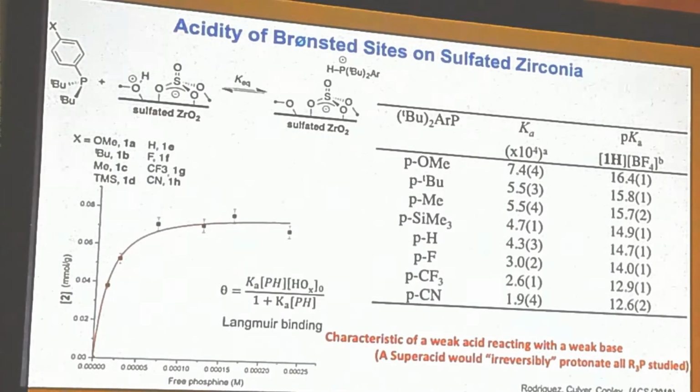All of the phosphines shown on this slide form well-defined phosphoniums from solid-state NMR studies. And what we see is that they bind to the surface following typical linear type binding isotherms. As the acidity of the phosphonium drops, the association constant drops, which is exactly how you expect weak acids to react with weak base. Okay.